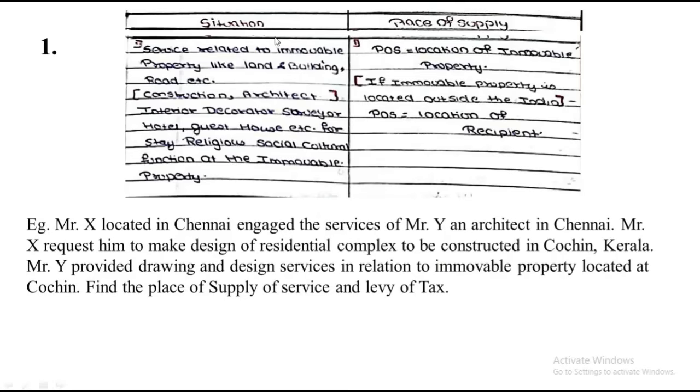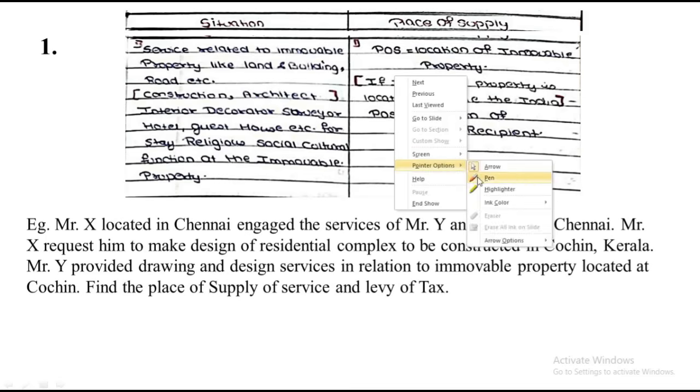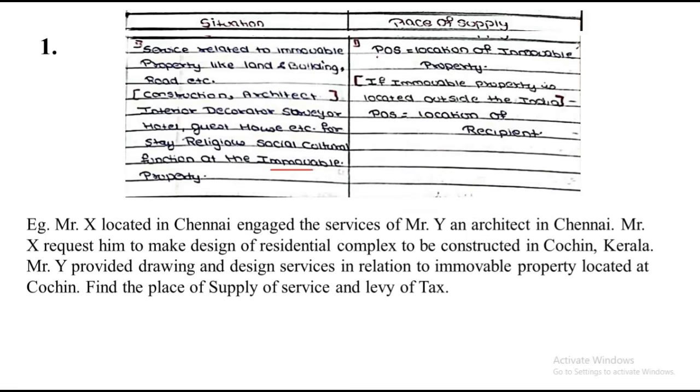Number one, the first situation is services related to immovable property like land, building, road, etc. That can be in the form of construction, architecture, interior decorating, survey, hotel, guest house, etc. for staying, for religious, social, cultural function, or at any immovable property. So this is a basic rule based on immovable property. If there is any service related to immovable property, your place of supply will always be the location of the immovable property. That's the most important thing that you have to remember.